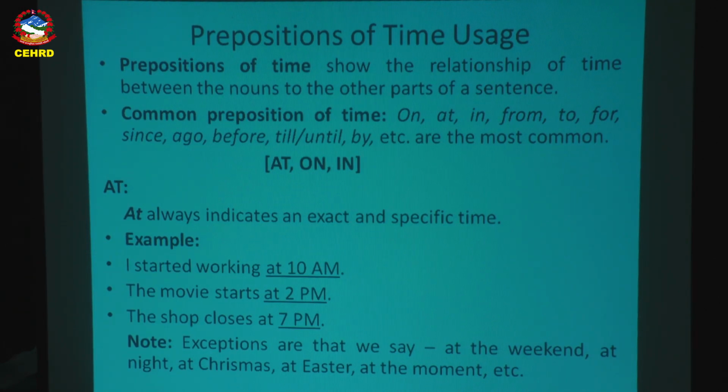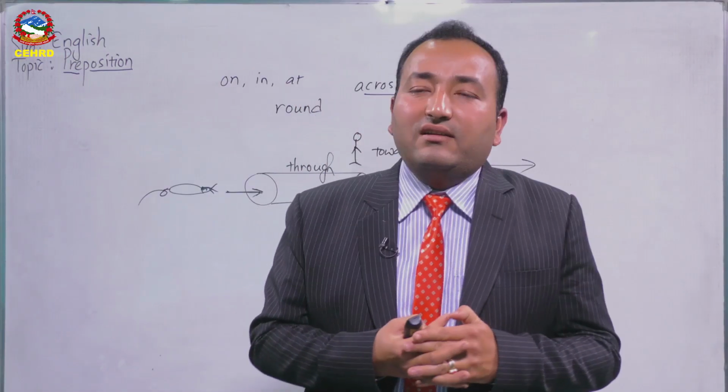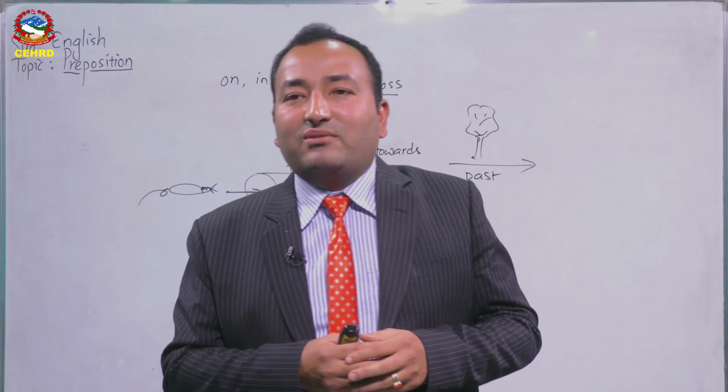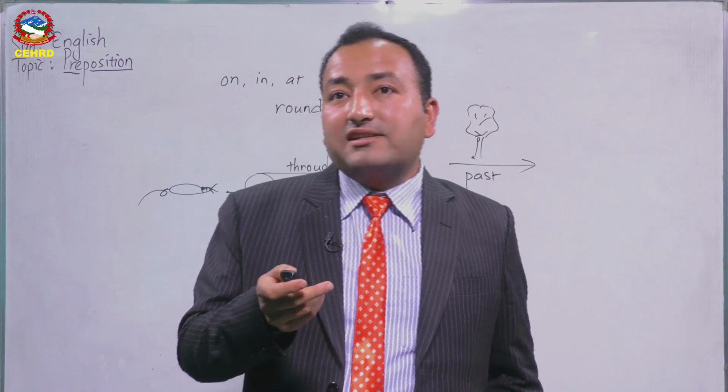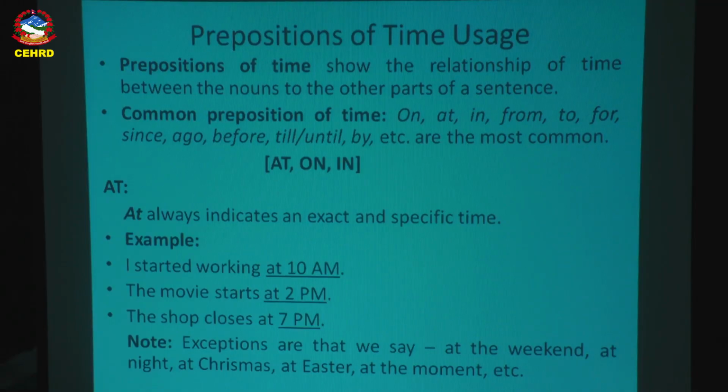Prepositions of time usage: at, on, in, to highlight the first. It's a very commonly used preposition, at, and we get confused sometimes, but we should not be confused here after getting the guidelines. Let's see, at. At always indicates an exact and specific time, right? Just like the time by your watch, exact time.